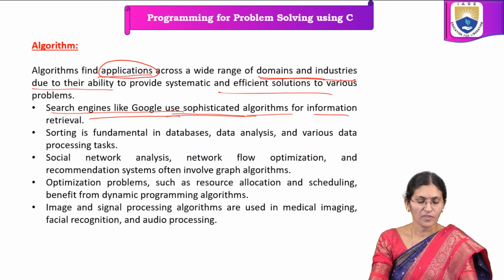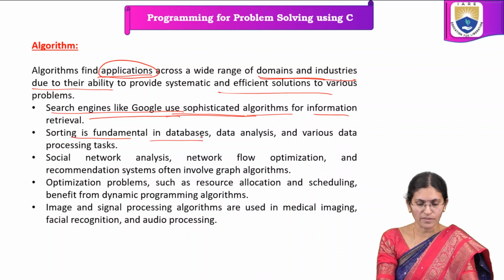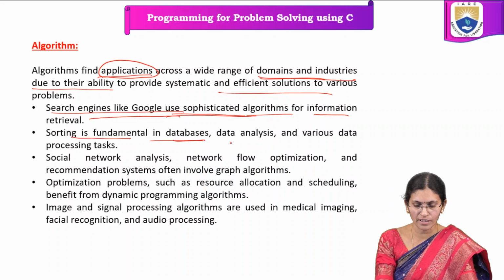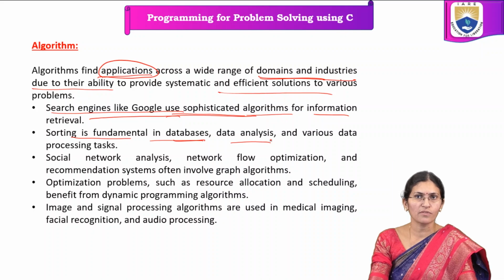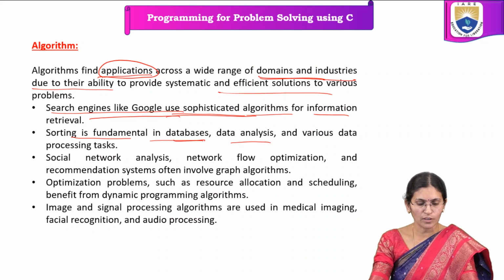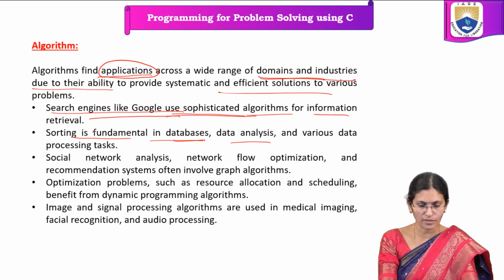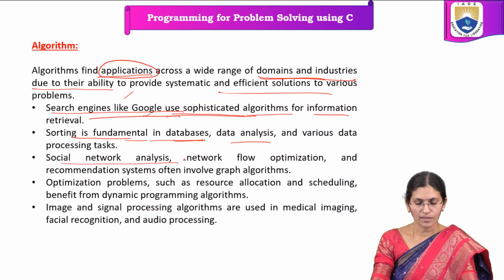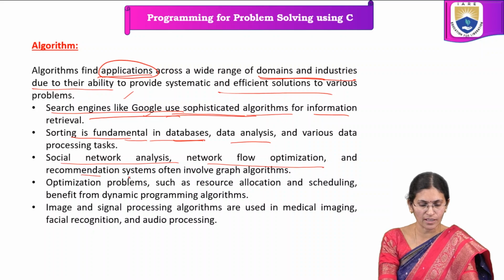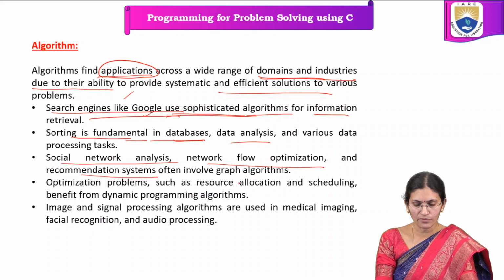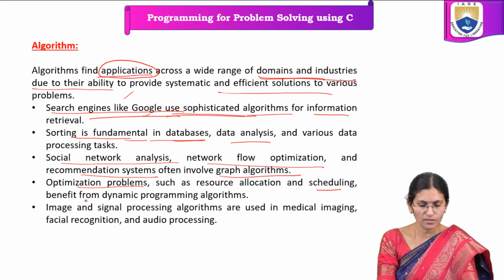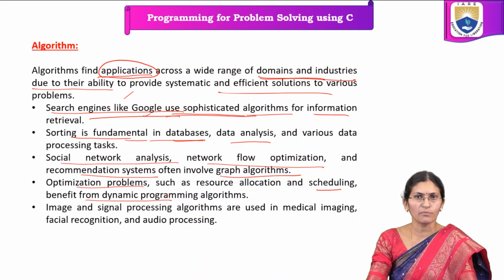Next one is sorting. Sorting is used in databases, data analysis and various data processing tasks. So there we have the concept of sorting algorithms. Next one is social network analysis, network flow optimization and recommendation systems. They use graph algorithms. Next, optimization problems such as resource allocation and scheduling benefit from dynamic programming algorithms.